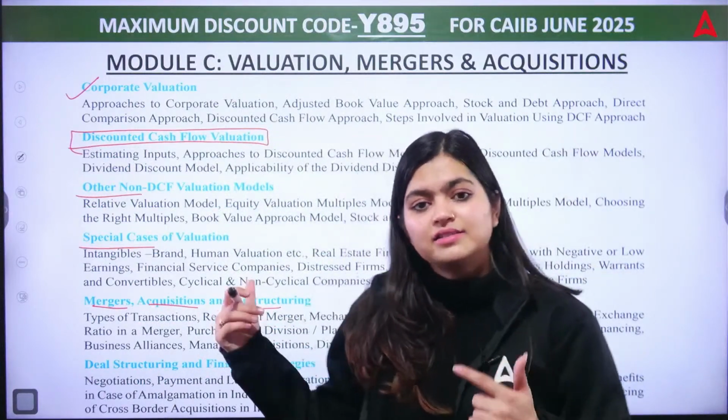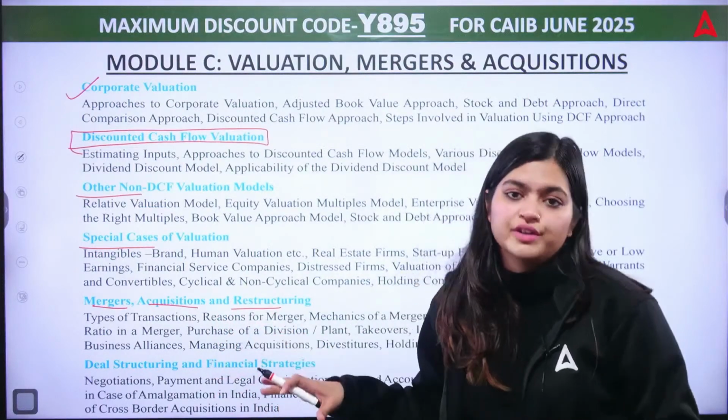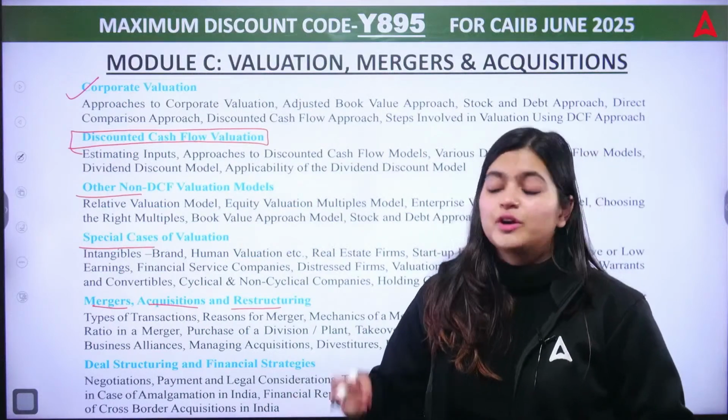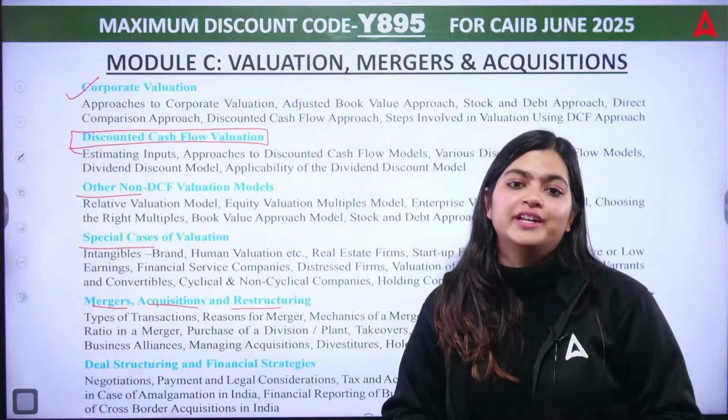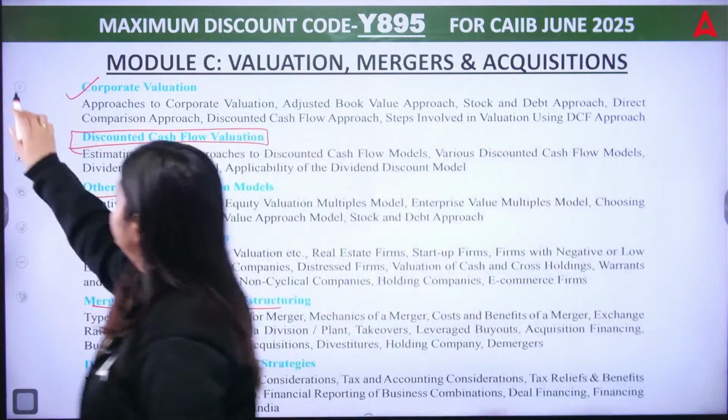They are asking case studies based on this. They are asking without option questions out of this. So you cannot skip it if you want to score 50 plus marks, because the minimum marks you require for clearing is 50. Understand that.